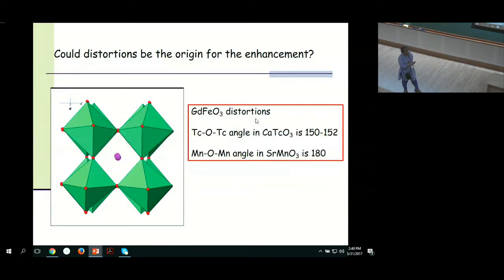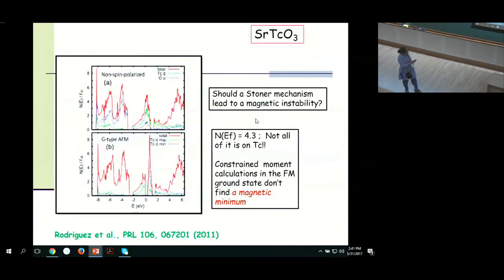But for instance, taking the example of strontium manganese oxide, this angle is 180 degrees, whereas in the case of calcium technetium oxide, the angle is 150 degrees. So possibly it isn't the angle which is playing a role in these materials.